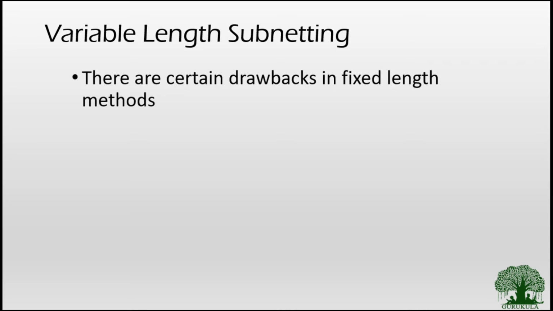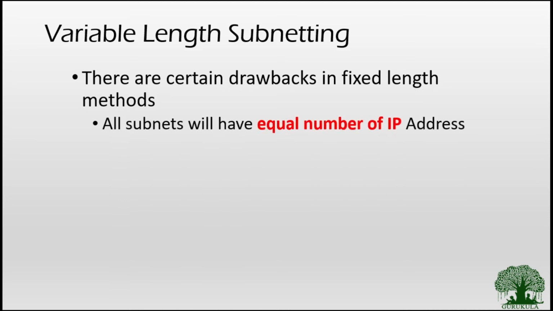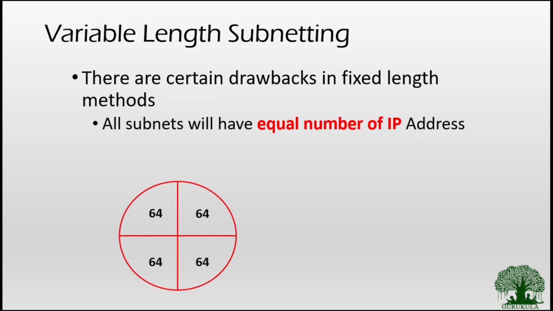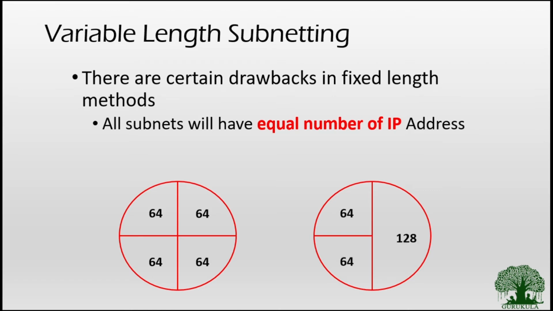So now we go for variable length subnetting. The actual topic of today's video is variable length subnetting. In variable length subnetting, there are certain drawbacks with the fixed method. So what are the drawbacks that exist in fixed length subnetting? All the subnets will have an equal number of IP addresses, correct? What we have seen in the previous case is that when the address space is divided like this, all the subnets that we divided will have an equal number of IP addresses.